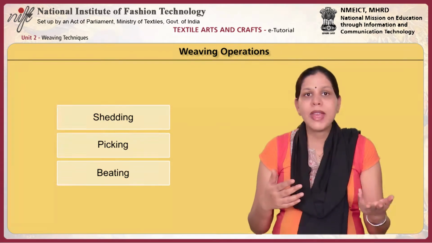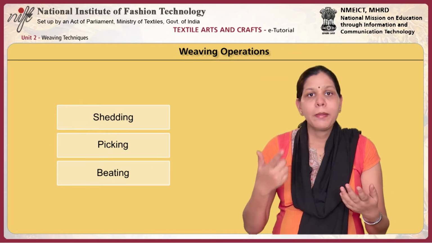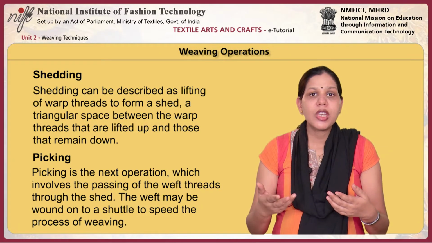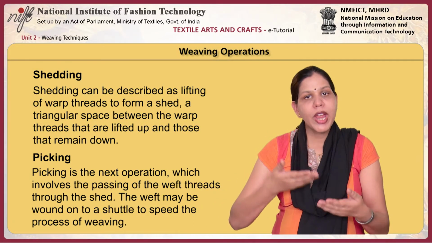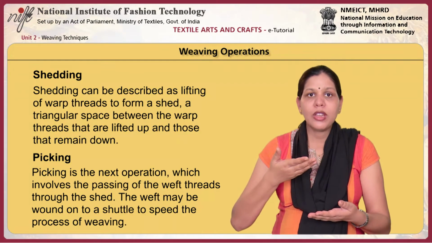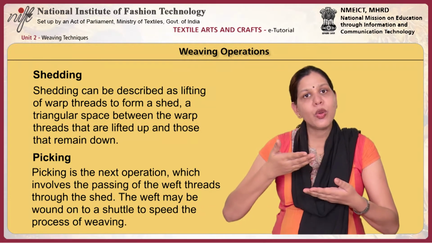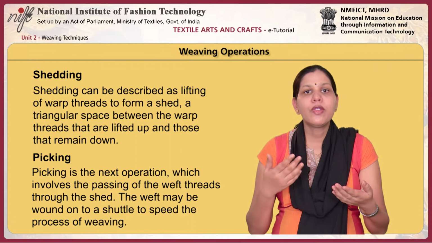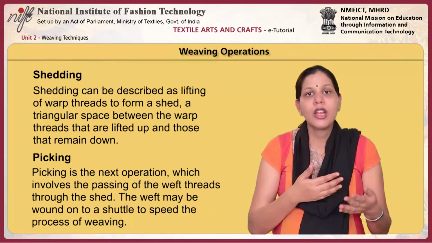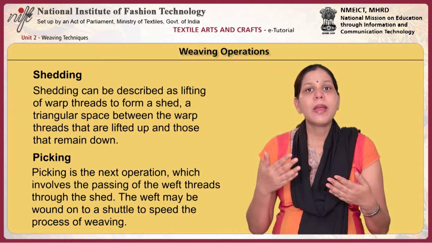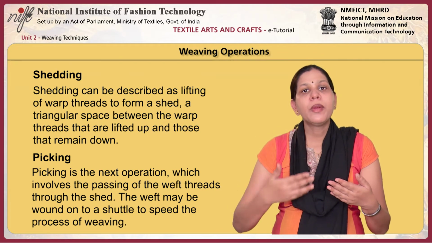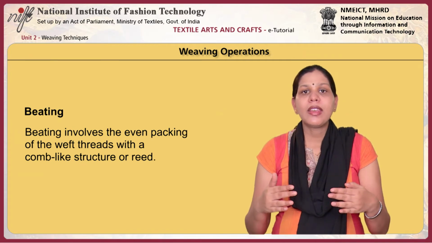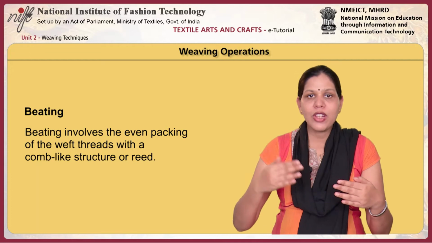Weaving involves 3 basic operations: shedding, picking and beating. Shedding can be described as a lifting of warp threads to form a shed, a triangular space between the warp threads that are lifted up and those that remain down. Picking is the next operation, which involves the passing of the weft threads through the shed. The weft may be wound onto a shuttle to speed the process of weaving. Finally, beating involves the even packing of the weft threads with a comb-like structure or reed.